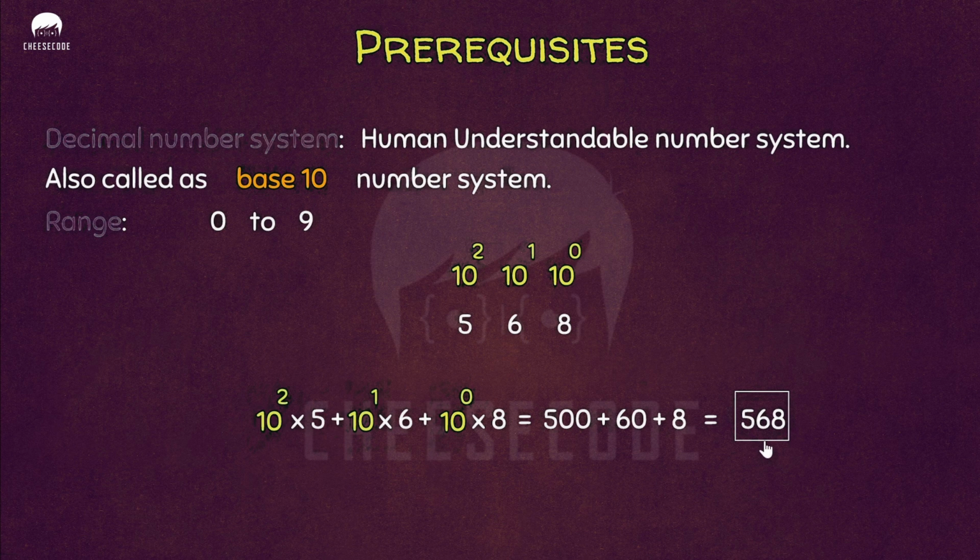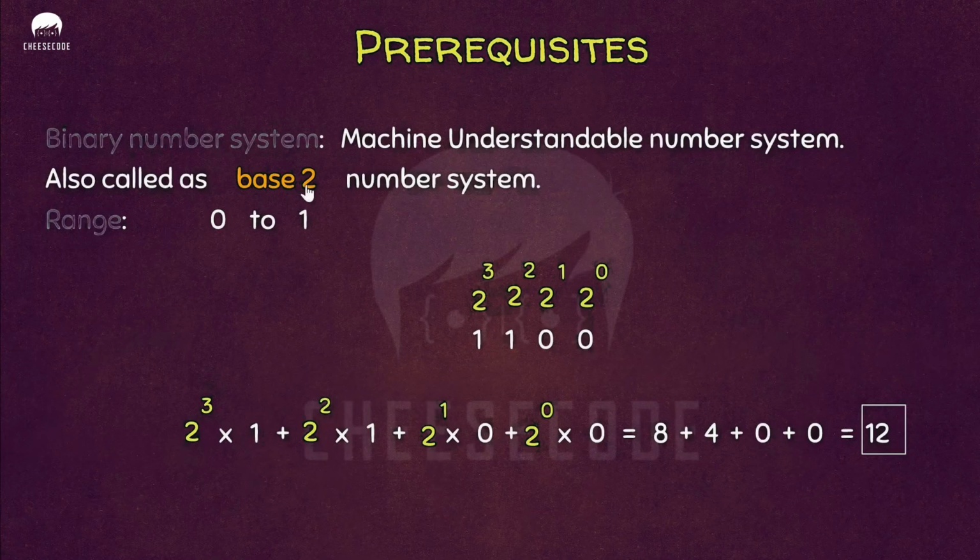Okay, but this is not something that a machine could understand. It has its own number system called the binary number system. Binary number system is the machine understandable number system and is also called the base 2 number system. Means the range is from 0 to 1. Only 2 numbers. As you can see here, I have written a 4-bit data 1100. In this case also, each digit must have some place value associated with it. Because the binary number system has base equal to 2, therefore starting from the rightmost end, we have 2 raised to the power 0, 2 raised to the power 1, 2 raised to the power 2, 2 raised to the power 3 as their place values.